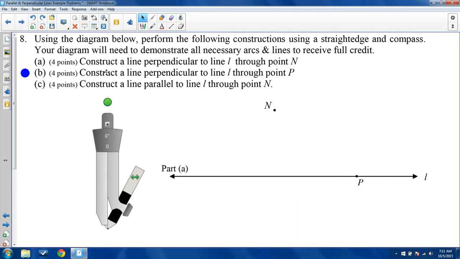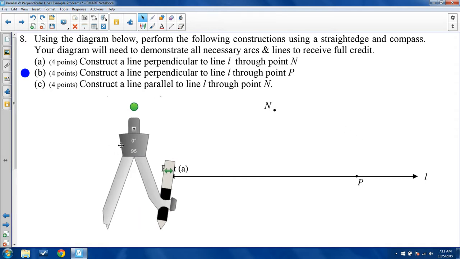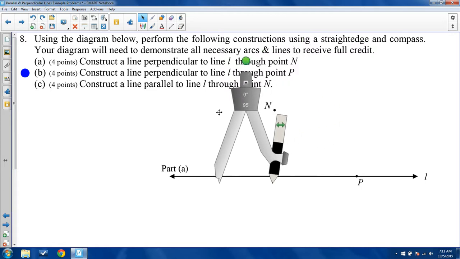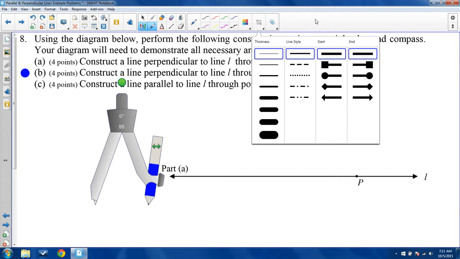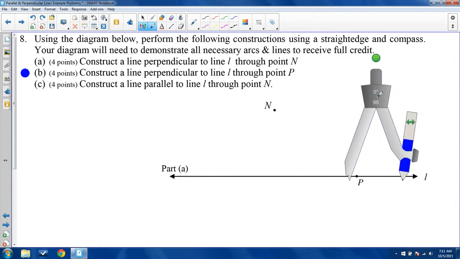Okay, number 8b, construct a line perpendicular to line L through point P. And again, the thing about this is that L's a line, it's not a segment, so I can't use endpoints to refer to this stuff. But here, with point P, I could go ahead and make 2 points that are equidistant from P, just like I did for N.